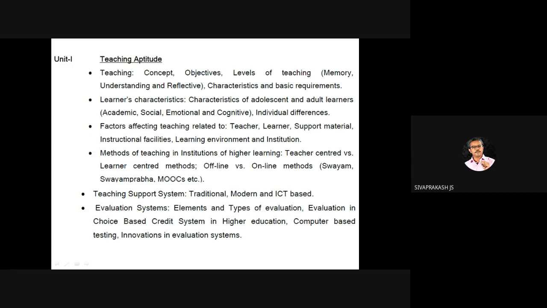And then the last chapter deals with the evaluation system. What are the types of evaluation, elements of evaluation? What is the CBCS system in higher education? CBCS, choice-based credit system. And then computer-based testing. Then innovations in evaluation system, which is most important. Even on the Sci Academy website, you can see in the content what innovations they have piloted in the higher education system. So these are the 6 chapters dealt under teaching aptitude.